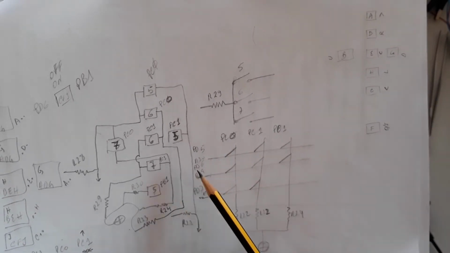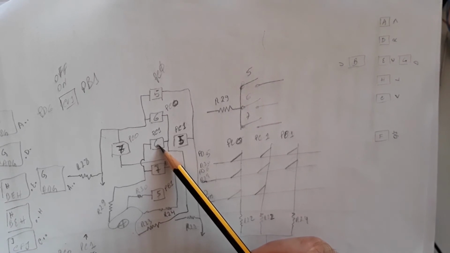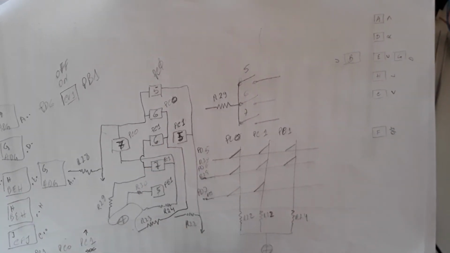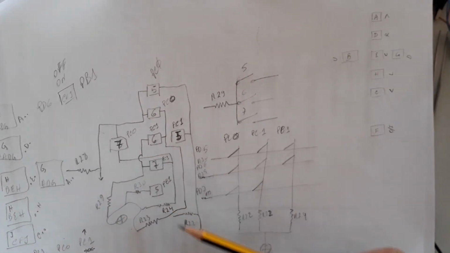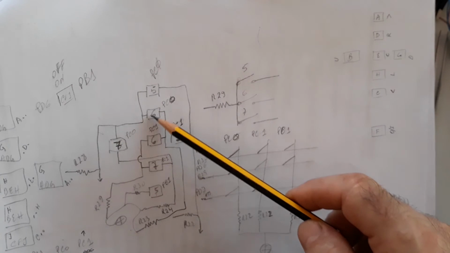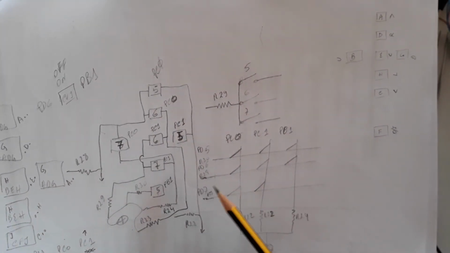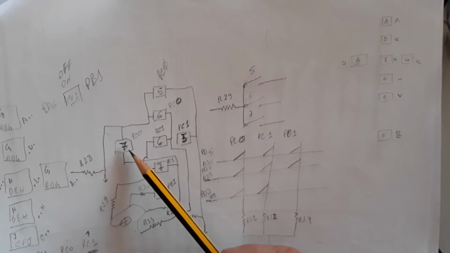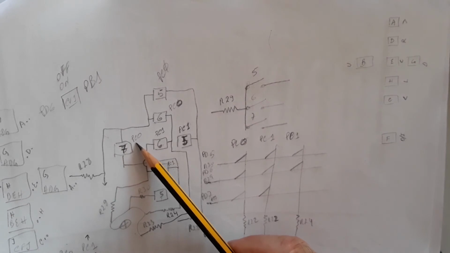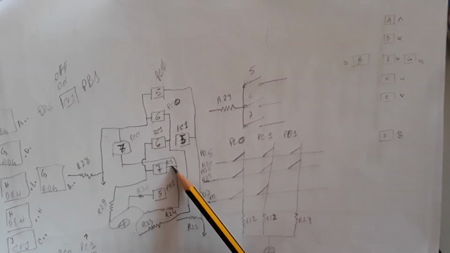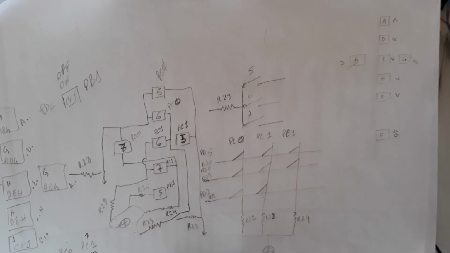PD6 does its action with PC1, and here PB1, okay? You only have 2 pins here. And after that you have PD7, and this is related with PC0 and PC1. Okay.